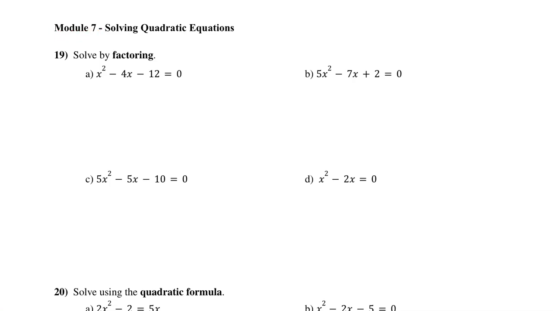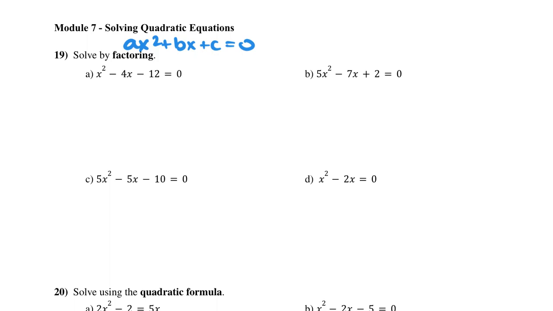Module 7 was all about solving quadratic equations. We had a "when to do what" worksheet, and there's a video that goes along with that. You could review that to get more detail. To solve by factoring, we need to have our equation set equal to 0. So you're always going to need it to be ax squared plus bx plus c equals 0 before you can factor. You don't always have all of the terms, but it has to be equal to 0.